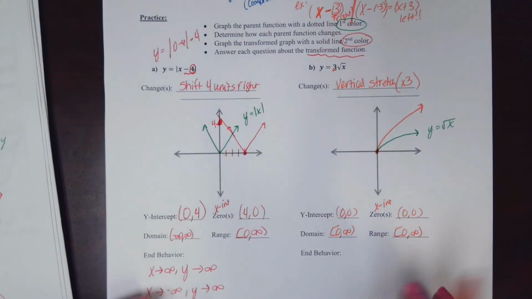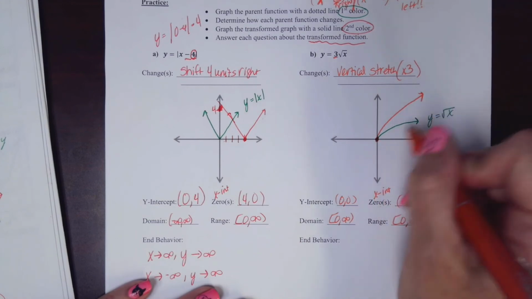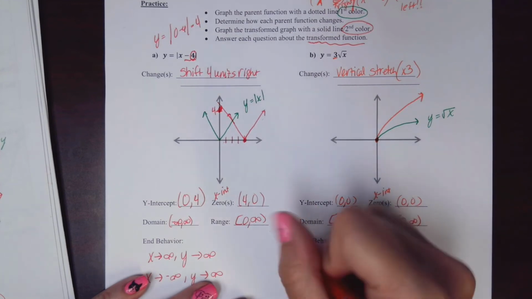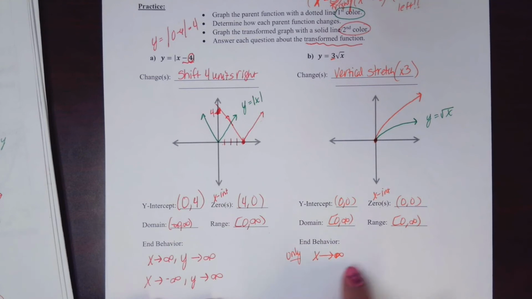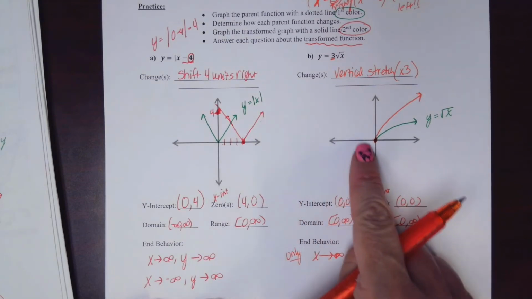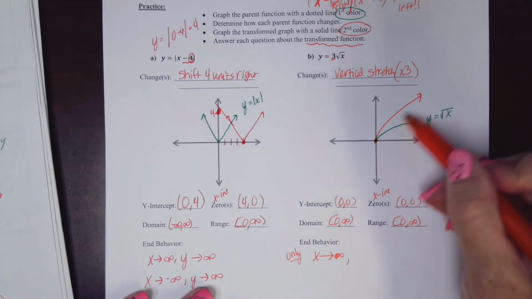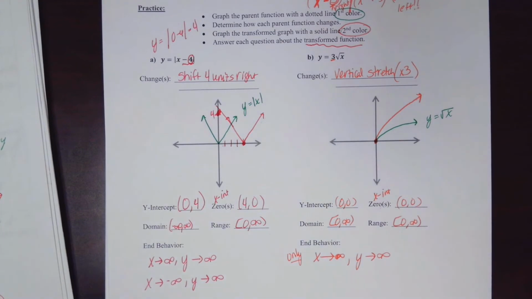In behavior, I only have one end. This has a limit. This has an end. So as x approaches positive infinity, I only have one limit. As x approaches positive infinity, x doesn't go back to negative infinity. It's limited over here. So I only have one in behavior. As x approaches positive infinity, my y values are increasing, so y is also approaching positive infinity.